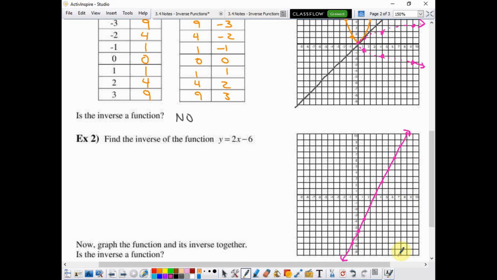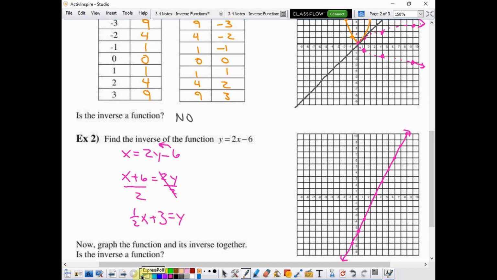To find the inverse, what we need to do is switch the input and the output. So we have x equals 2y minus 6. And we're going to solve that for y in order to find the inverse. So we're going to move that 6 over to the other side. It becomes x plus 6 equals 2y. And we're going to divide both sides by 2. So I have y equals x plus 6 over 2. But I'm going to try to graph this, so I'll put it in slope-intercept form. x over 2 is 1/2 x plus 6 over 2 is 3 equals y.